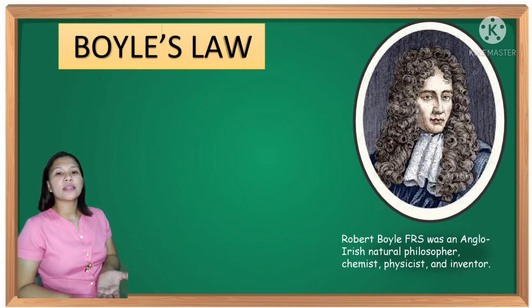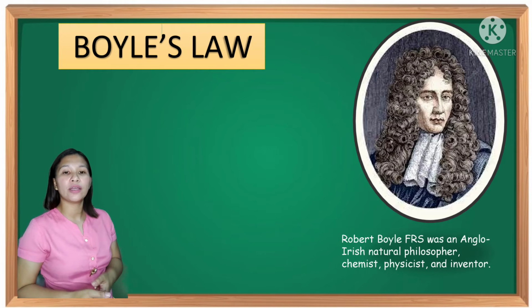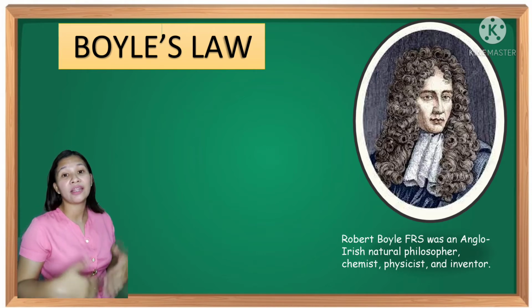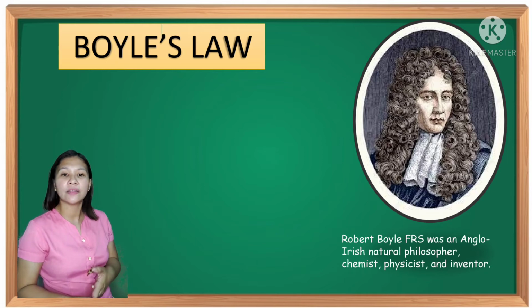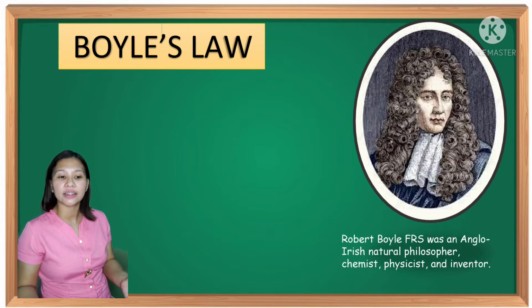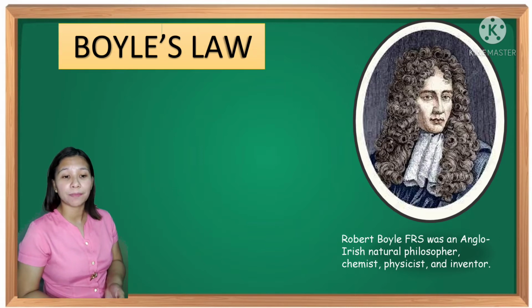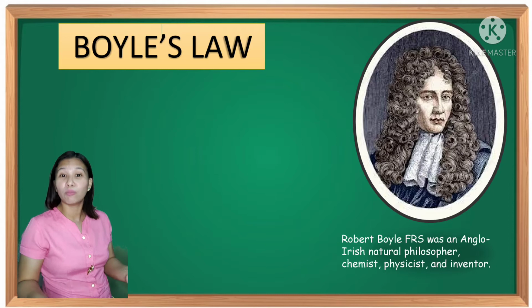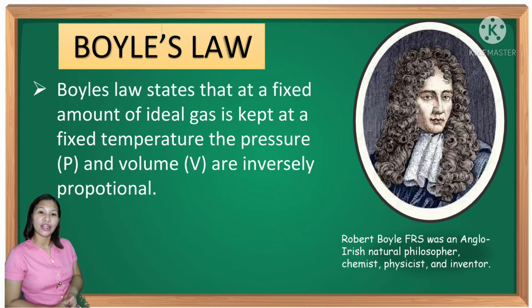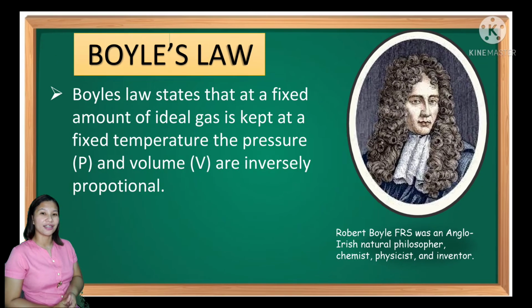In the middle of 1600s, Robert Boyle, who is a natural philosopher, chemist, physicist, and an inventor, studied the relationship between the pressure and the volume of a confined gas held at constant temperature, and that's what we call Boyle's Law. Boyle's Law states that when a fixed amount of ideal gas is kept at a fixed temperature, the pressure and volume are inversely proportional.